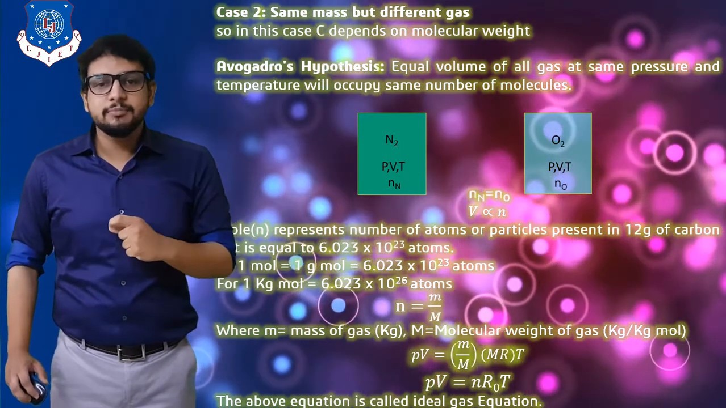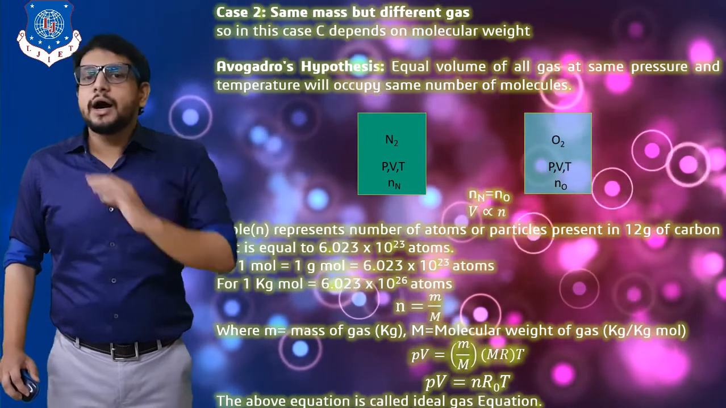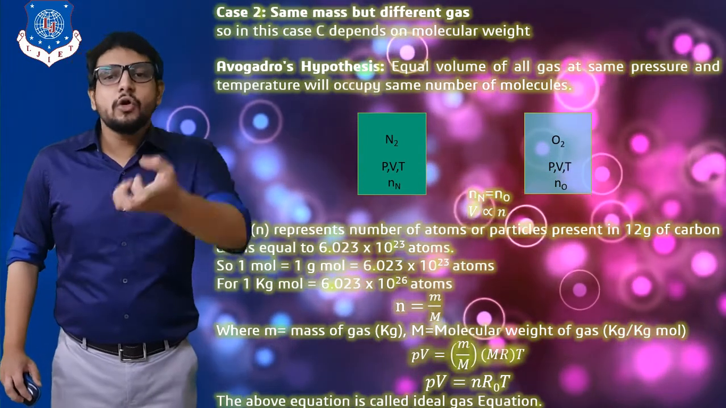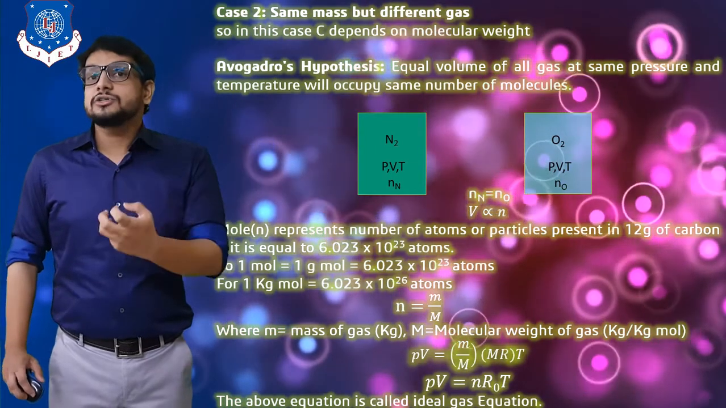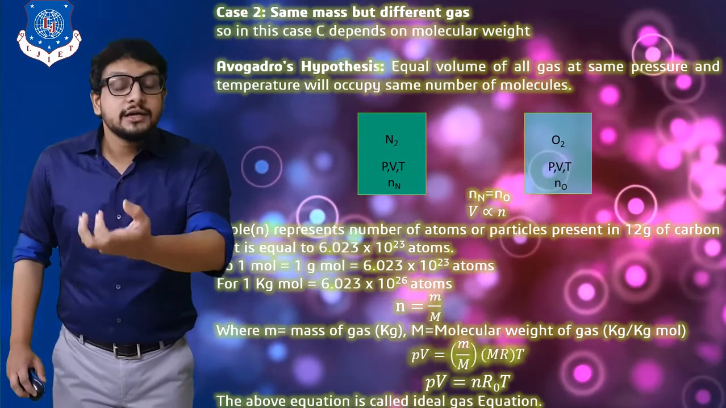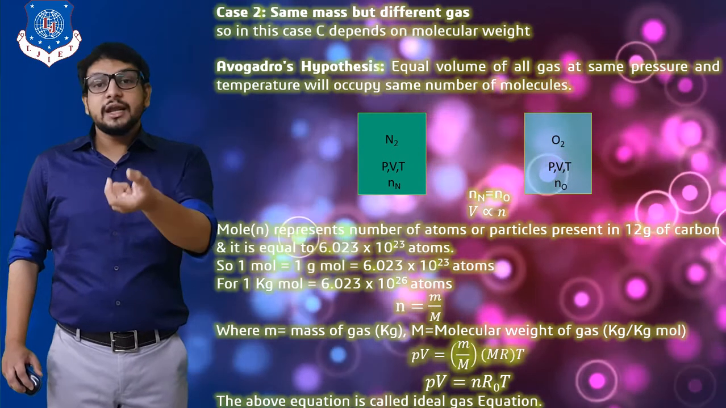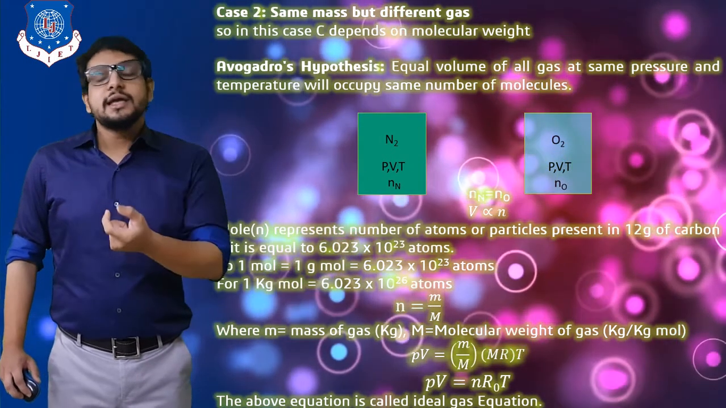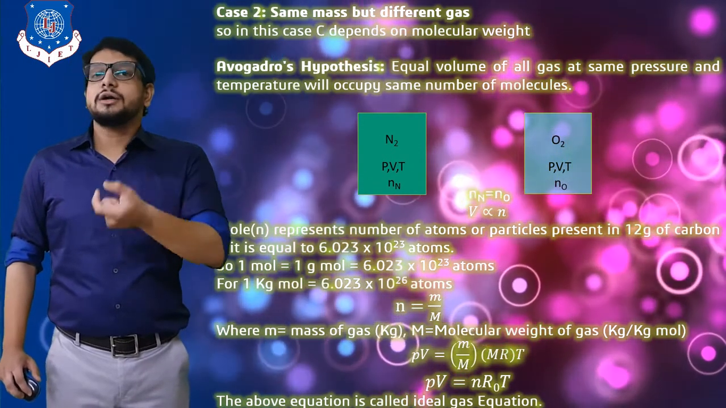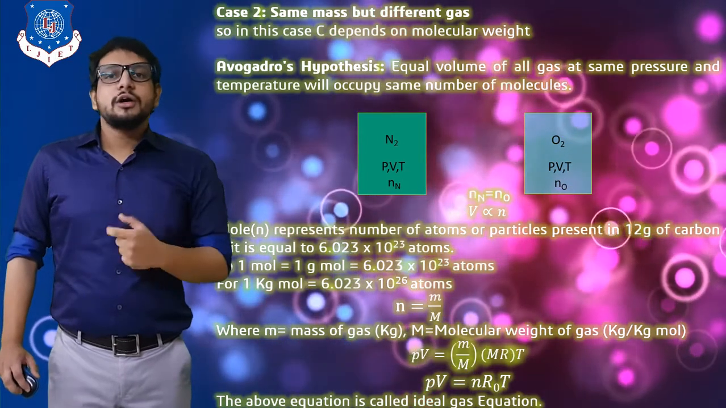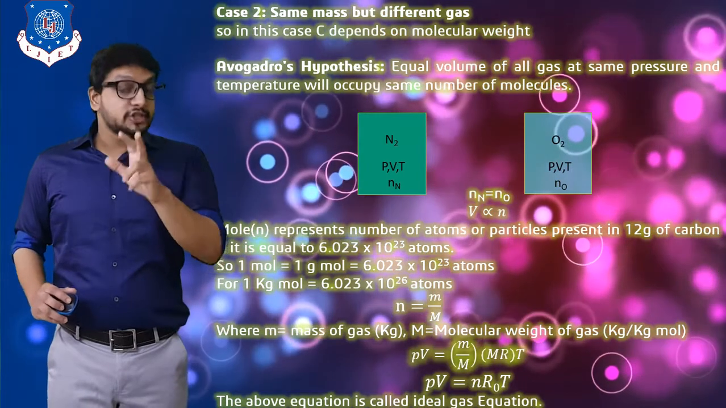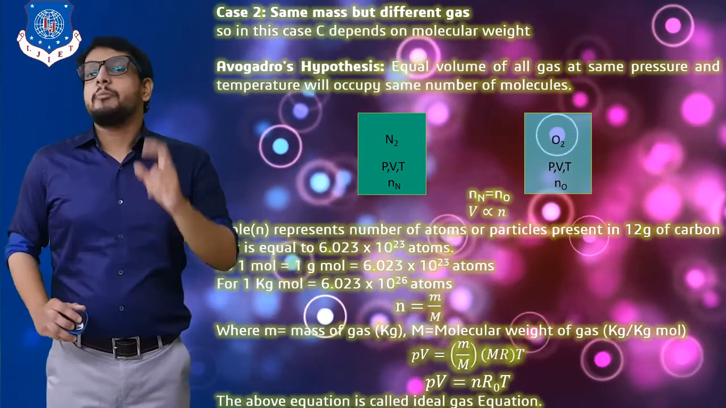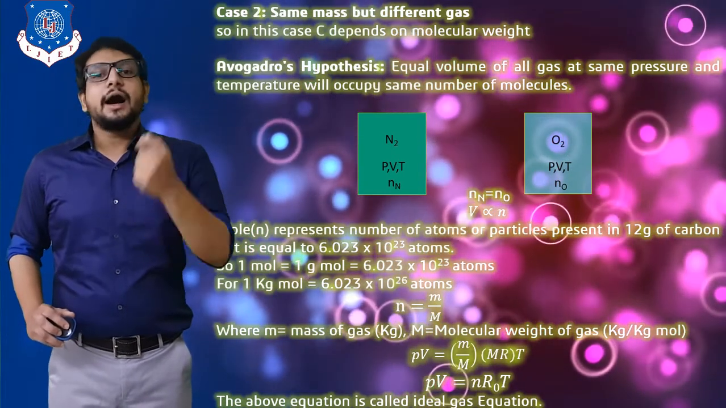So I have replaced it by small m, and M into R has been called a new constant. Let's say that is denoted by R naught, and that R naught is called the universal gas constant. So the equation we have finally obtained is PV is equal to N R naught T, and this equation is called the ideal gas equation.